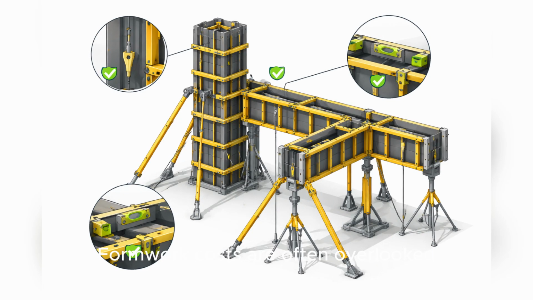Formwork costs are often overlooked. Columns and tie beams require formworks to maintain shape and alignment. DPWH logic includes formwork materials, labor, and reuse factors. Poor formwork planning can consume a large portion of the budget.